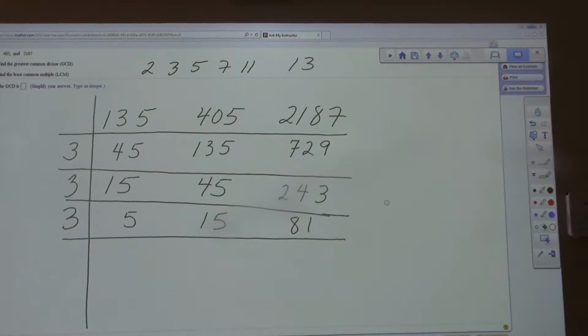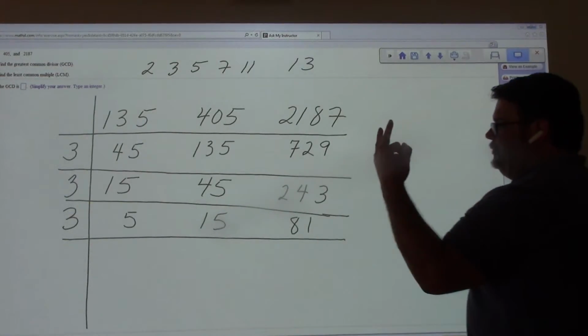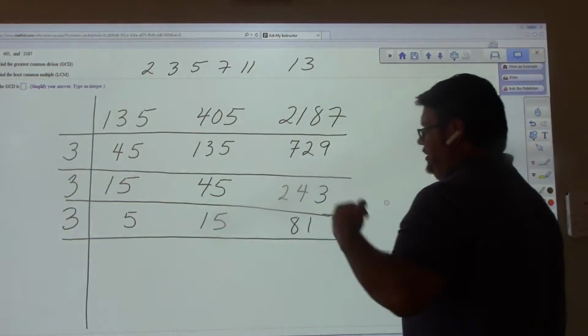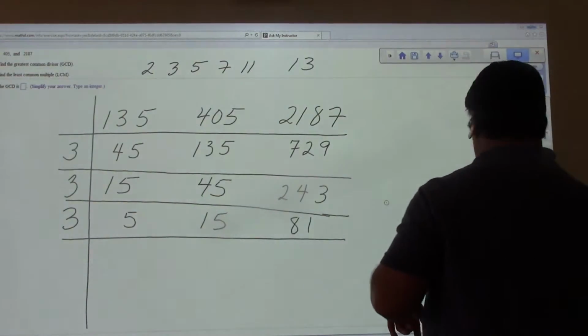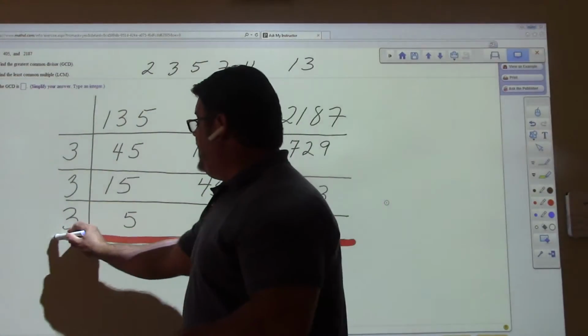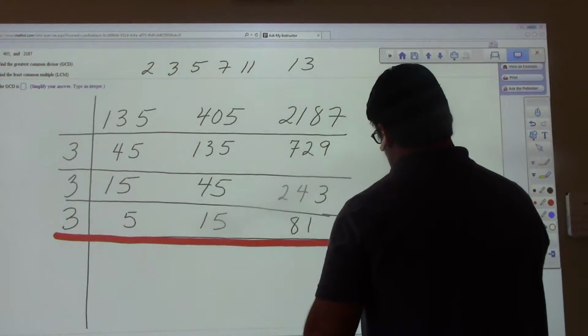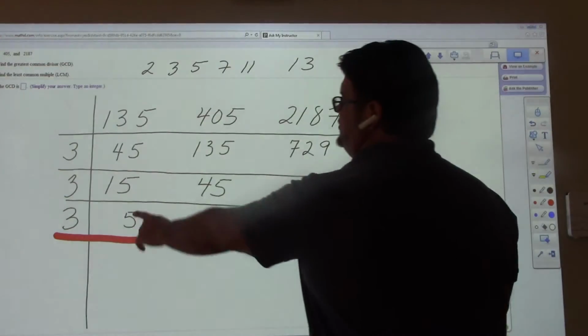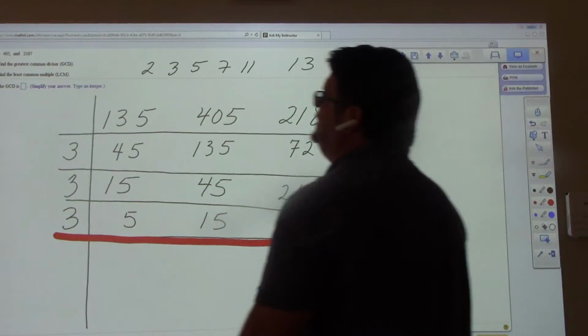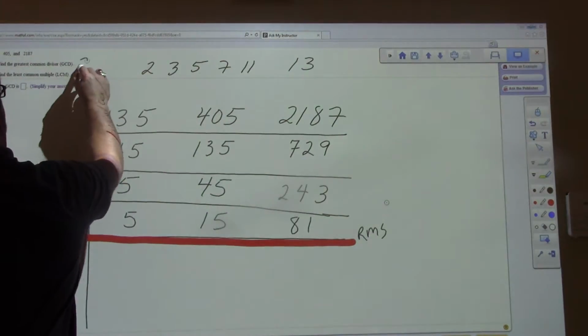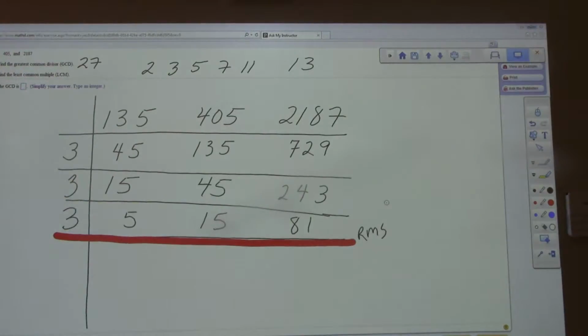3. So, will 3 go into 5? No. So at this point, the real math stops. Real math stops. That means 3 times 3 times 3, 27, is our greatest common divisor. So now let's finish it.